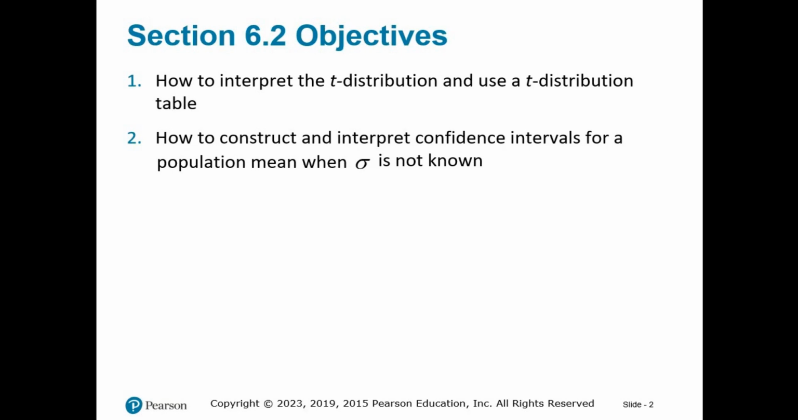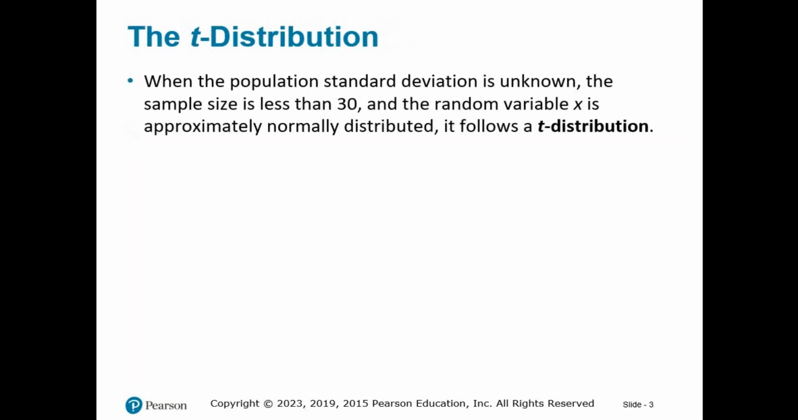In real life, if the population mean is not known, then sigma, the population standard deviation, is probably not likely to be known either. So how do we construct confidence intervals for a population mean when this happens? Well, it turns out that when the population standard deviation, or sigma, is unknown, and the sample size is less than 30, if we know a random variable is approximately normally distributed, then it will follow a t-distribution.